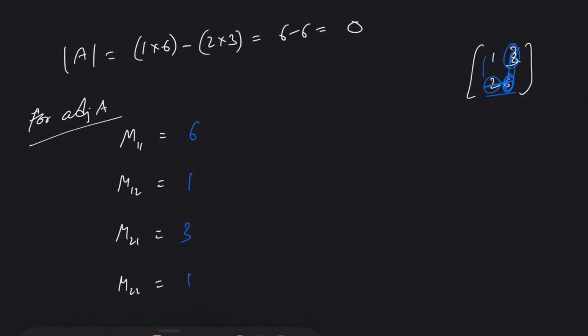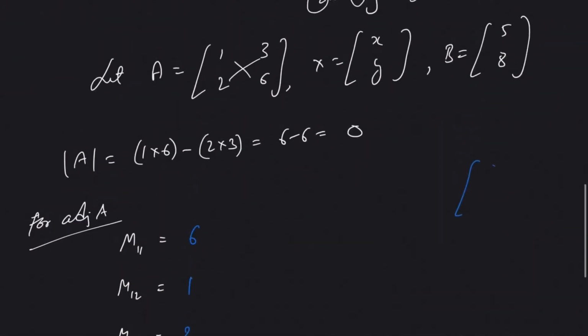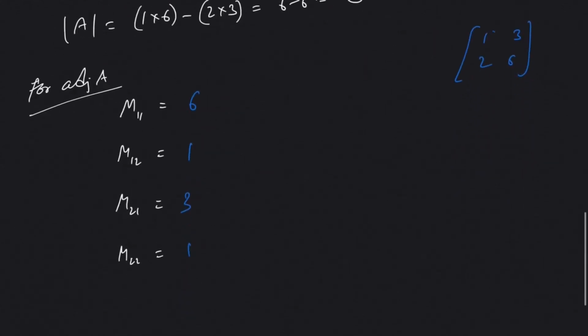I am still very doubtful about this. Let's do this once again properly. Sometimes it gets very confusing with these matrices. One lapse of concentration, done. So for M11 it's 6. For M12, it is 1. For this, it is 6.